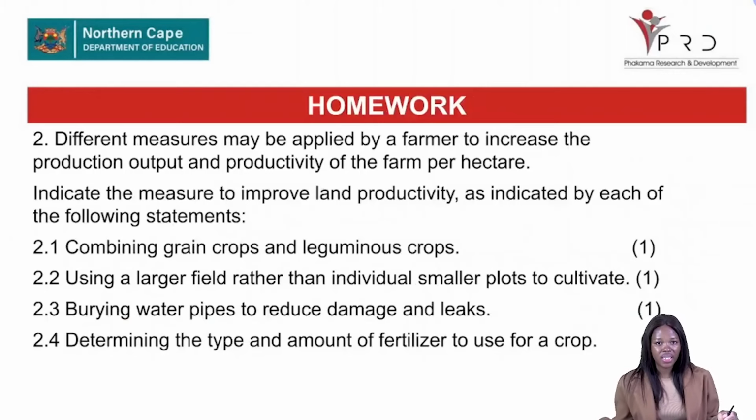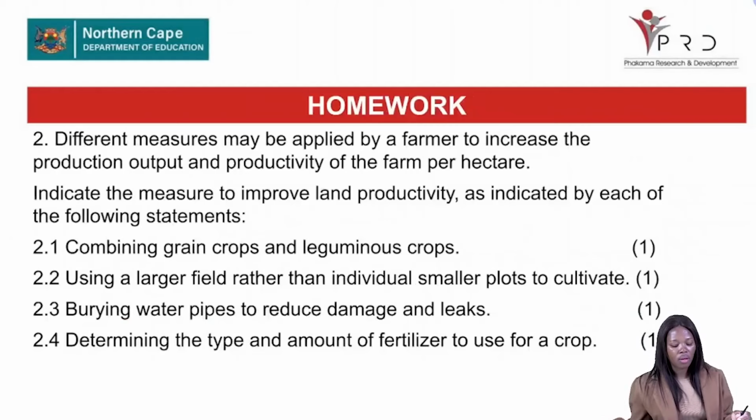You are expected to indicate the measure to improve land productivity as indicated by one of the following statements. You don't create your own, but every answer should align with the statements below. 2.1, combining grain crops and leguminous crops. 2.2, using a larger field rather than individual smaller plots to cultivate. 2.3, very water pipes to reduce damage and leaks.